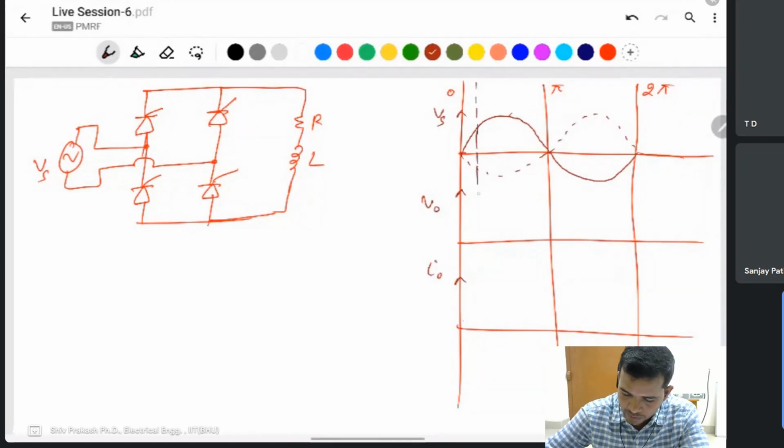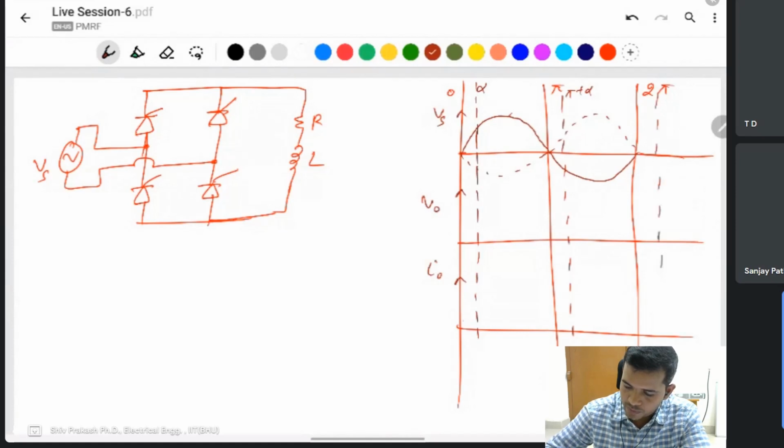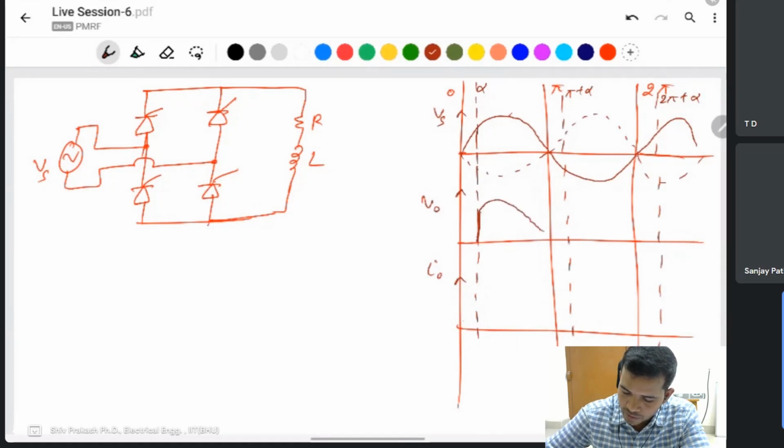This one is the firing angle. If the thyristor is present, and this is alpha, pi plus alpha, take this also as 2 pi plus alpha. The output voltage starts coming into the picture after alpha, and it follows the input voltage. But where it will be 0 depends on the inductor value, because it depends on the current value. Current does not go suddenly to 0 in an inductor.